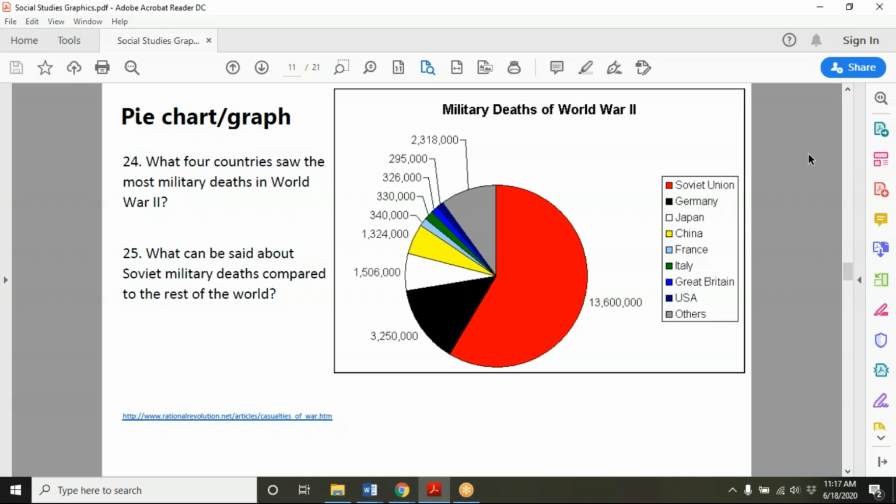Yeah, totally. Look, you say the gray is others. A lot of people would be tempted to look at that gray and say, oh, that's one of the top 4, right? That's the 3rd biggest slice of the pie. But you got to read the question. It says, what 4 countries saw the most military deaths? Well, others is just a group.